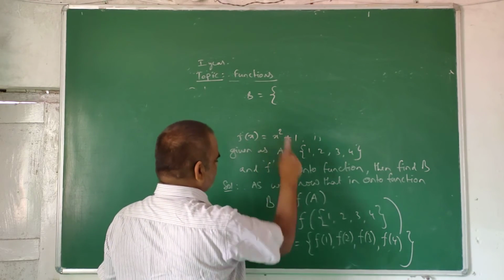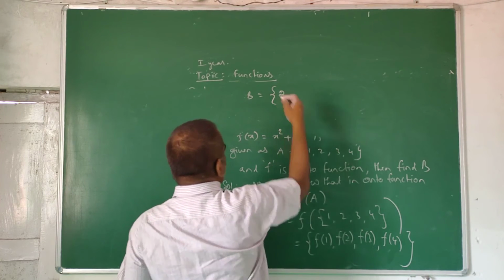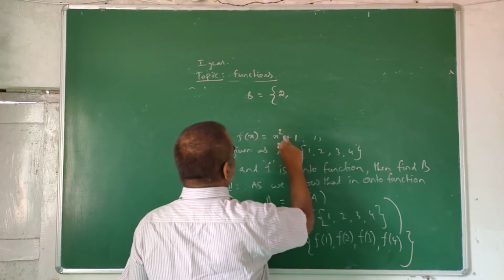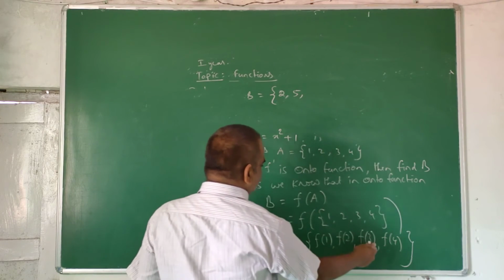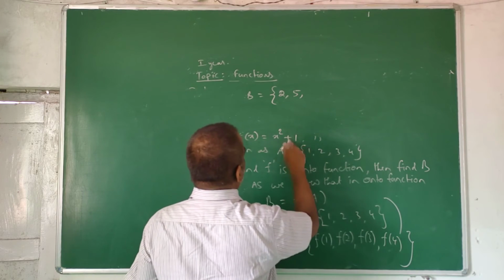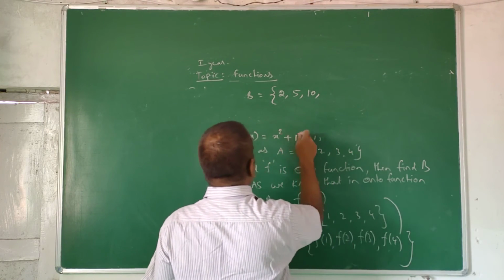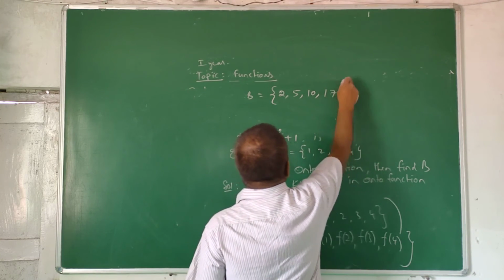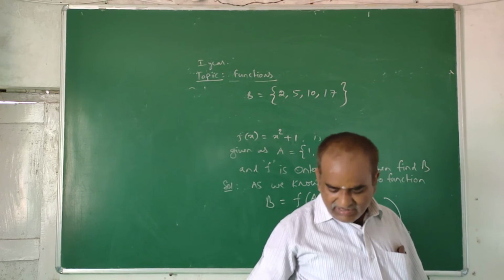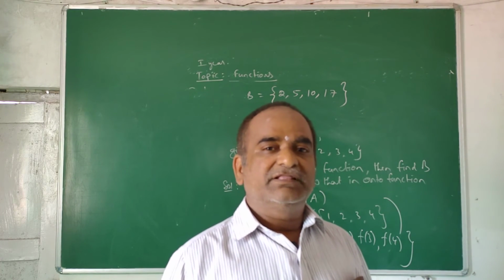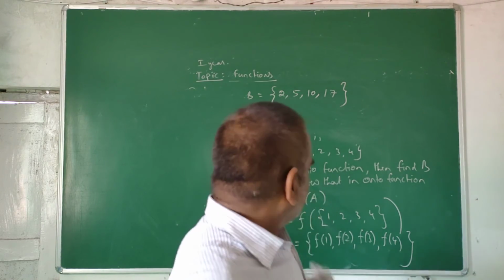When f of x is x square plus 1, f of 1 would be 1 square plus 1, which is 2. And f of 2 would be 2 square plus 1, which is 4 plus 1, which is 5. And f of 3 would be 3 square plus 1, which is 9 plus 1, which is 10. And f of 4 would be 4 square plus 1, is 16 plus 1, it is 17. So this is the set B, which is the required answer for the given question. Understood?